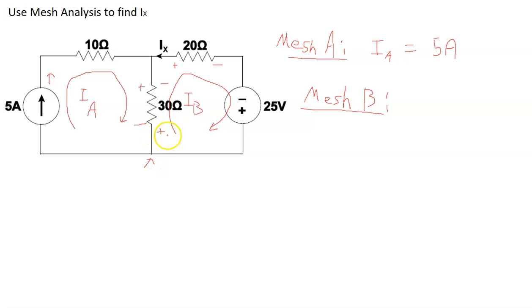And our first voltage here that we're going is at the 30 ohm from the IB side. And so that's subtract 30 times IB. Now we got to have two terms for that resistor. So for the IA side, with respect to the direction of IB, we're going up. It's a negative to a positive. So it's plus 30 times IA. And I'm just going to leave that as IA for now.